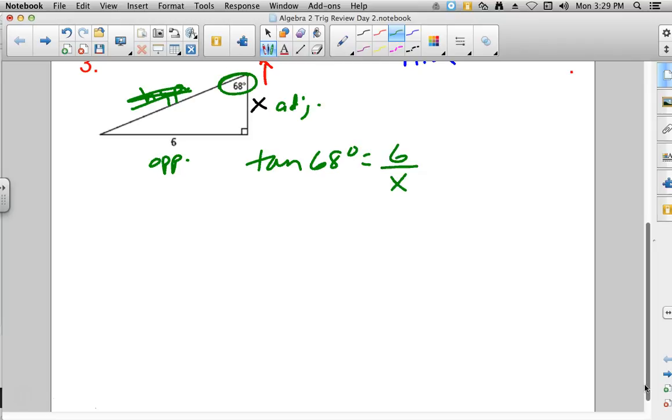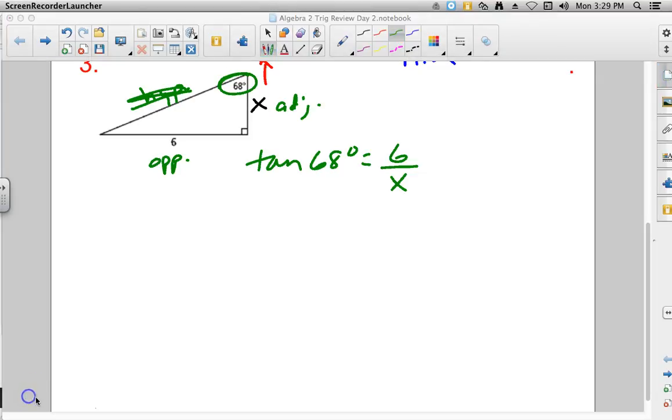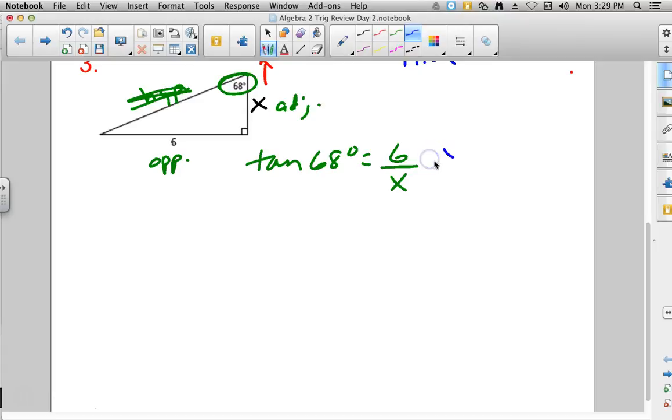And this is a really interesting predicament we have here, because what we're trying to find is X, and it's in the denominator, and we can't leave that down there. Whenever you're trying to solve for something, you can't leave it in the denominator. So the first thing we're going to have to do is multiply both sides by X just to get that out of the denominator.